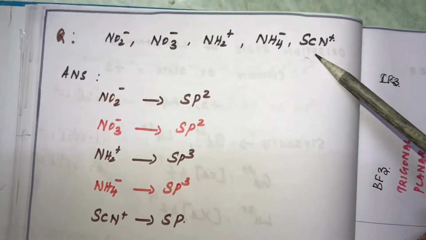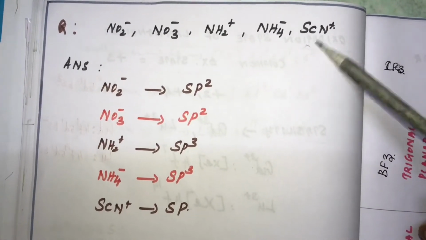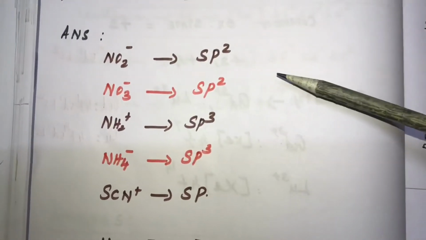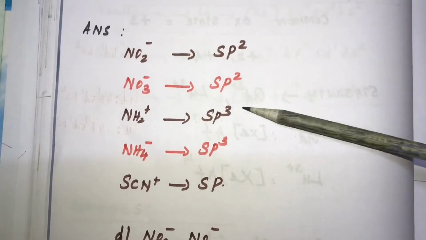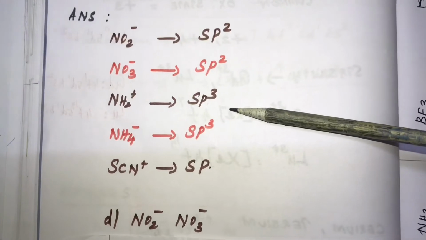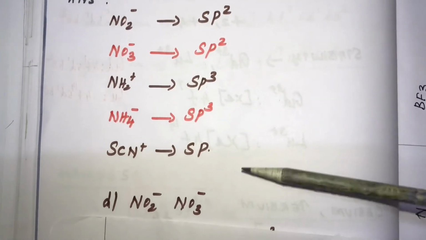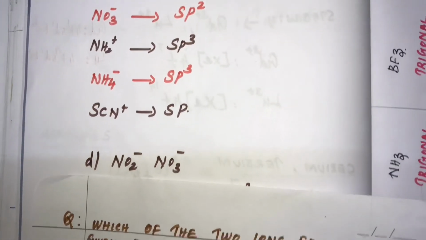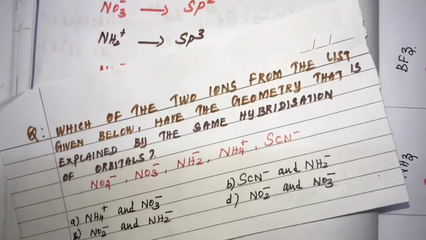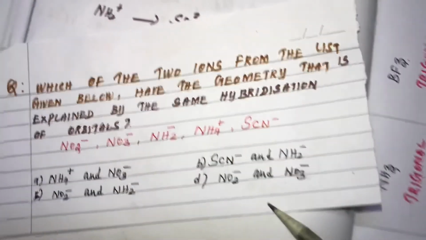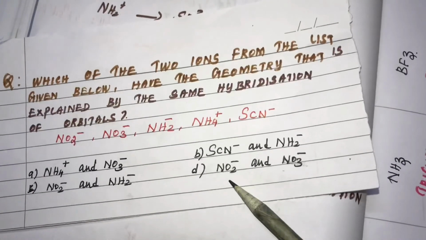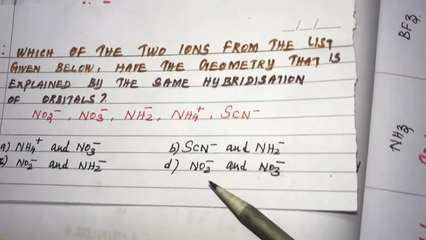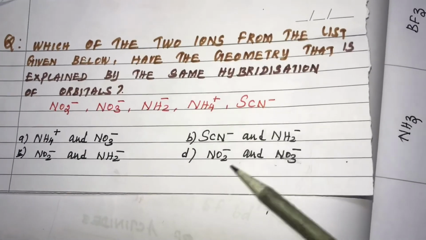So here the different species are given: NO2 minus, NO3 minus, NH2 minus, NH4 plus, SCN minus. Here the hybridization is also given: NO2 minus and NO3 minus sp2, NH2 minus sp3, NH4 plus sp3 and SCN minus sp. According to the choices given, NO2 minus and NO3 minus possess the same hybridization, choice D. NO2 minus and NO3 minus possess the same hybridization, that is sp2 hybridization, on analysis. So D is the answer.